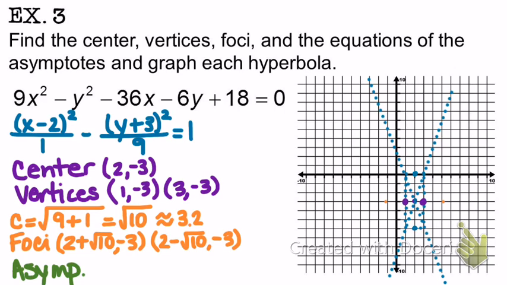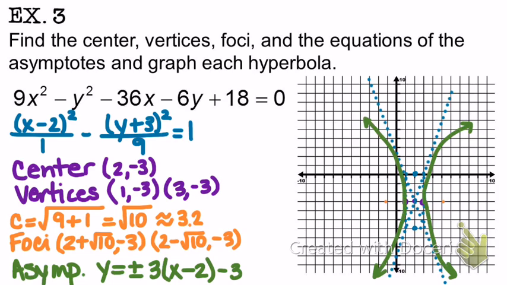For my asymptotes this time, we're going to start with y equals plus or minus. The slope is 3 over 1, so I'm just going to put 3 times x minus 2, close parenthesis, minus 3. Okay, then we're going to draw our hyperbola so that it opens as wide as the asymptotes left and right.